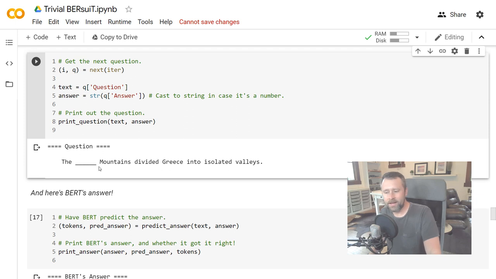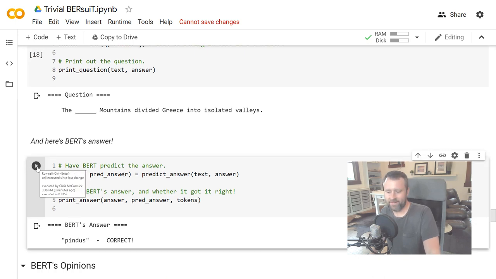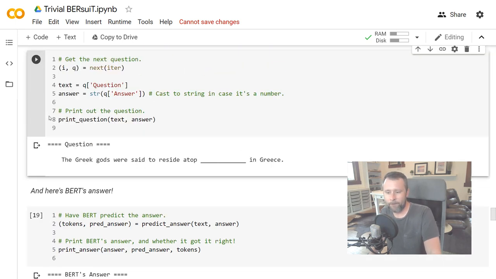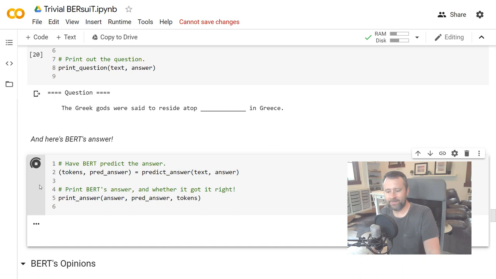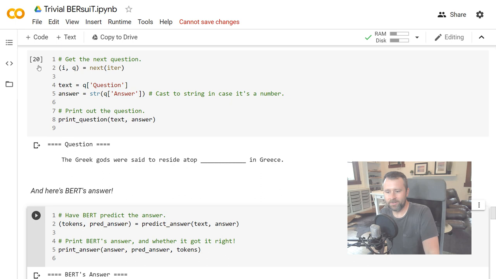The blank mountains divided Greece into isolated valleys. I don't know my Greek geography, but maybe BERT does. Pindus. The Pindus Mountains. Correct. The Greek gods were said to reside atop blank in Greece. All right, pretty easy one. The Olympus, not quite, BERT. I think it's mostly there. The correct answer is Mount Olympus, but it predicted the and Olympus. Not quite right, but pretty close.